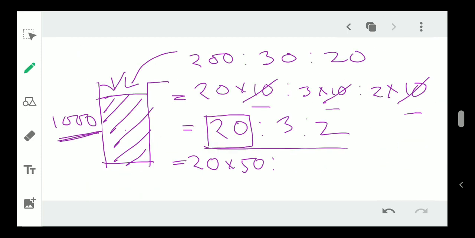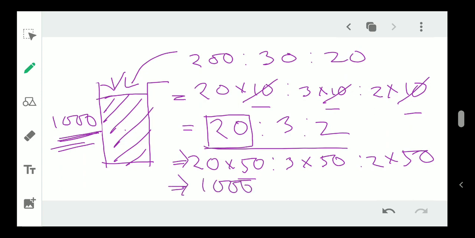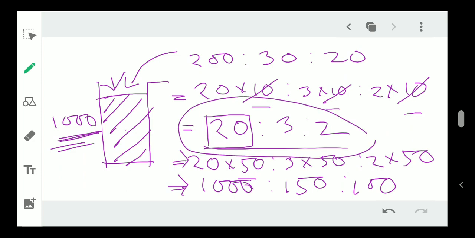In the same way, when we have three quantities, whatever you multiply to get your required amount, you have to multiply the same in all of these terms. So 3 into 50 and 2 into 50. How much are you getting now? 1000 is my water which was required, and 3 into 50 is 150, and 2 into 50 is 100.